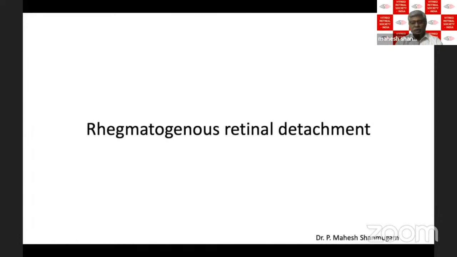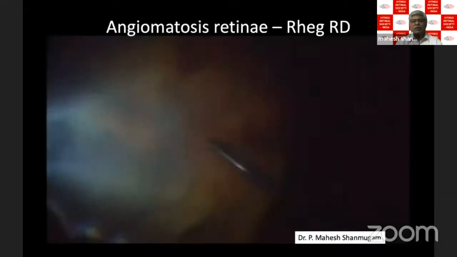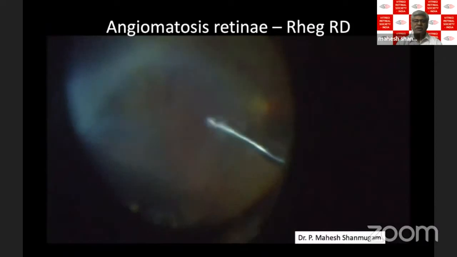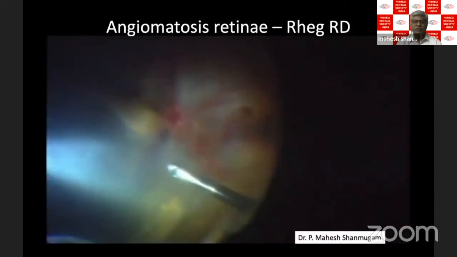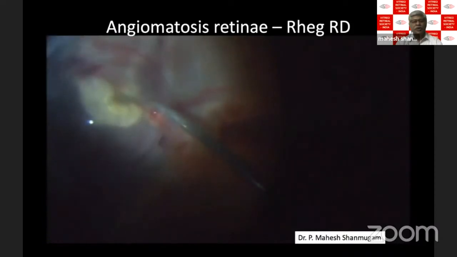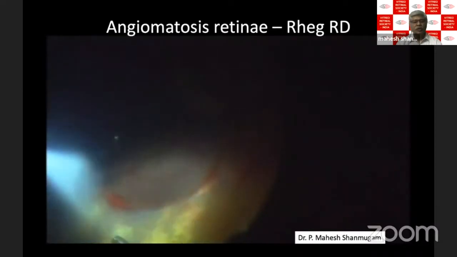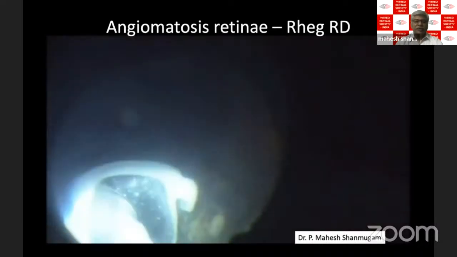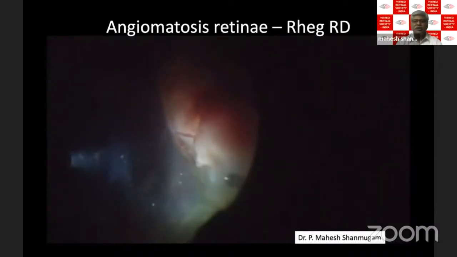Rarely we come across rhegmatogenous retinal detachments. Once again, in angiomatous retinae, I stopped doing cryo for large tumors such as these. I treat them with brachytherapy, and you can see regression post-brachytherapy. And this kid was doing well for about a year, and subsequently he developed rhegmatogenous retinal detachment. You can see a large amount of subretinal fluid, subretinal exudates, induced PVD, perfluorocarbon to stabilize the posterior pole, peripheral vitrectomy. And you can see the vitreous looks sick because of the amount of exudation. And this is the nasal tumor.